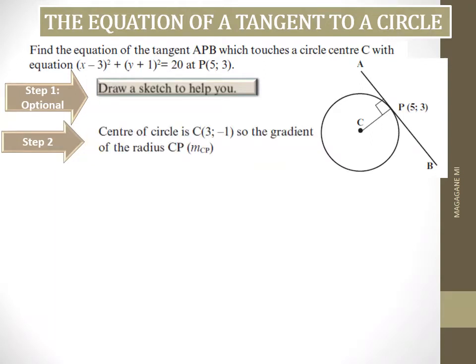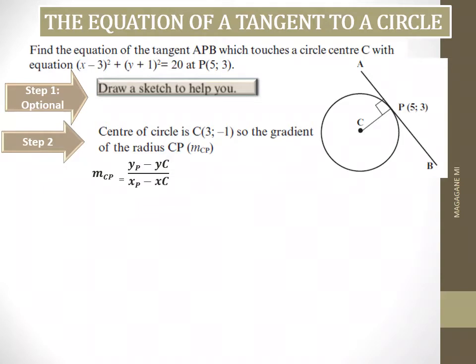So to calculate the gradient of the tangent, first we can start by finding the center, C, which is 3, -1. Very, very important. Don't forget to change the sign. So the gradient of the radius, CP, m_CP, equals y at P minus y at C divided by x at P minus x at C. So always write the formula for the gradient.